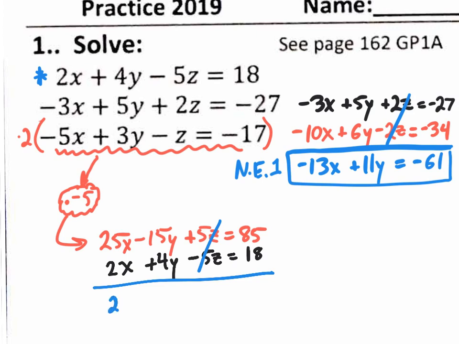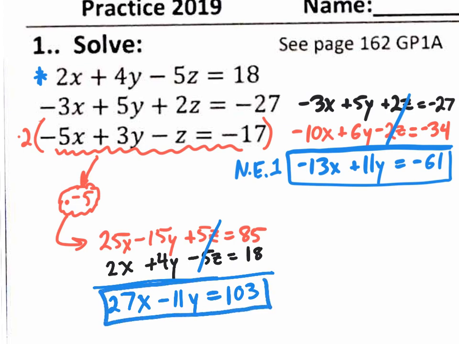25 plus 2 is 27 of those x's. Negative 15 plus 4, that's negative 11 of those y's, equals 85 plus 18. I just did that on the calculator to be safe, 103. And this is what we call our new equation number 2, ladies and gentlemen. New equation number 2.